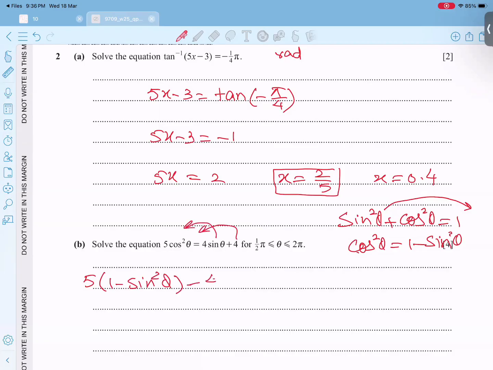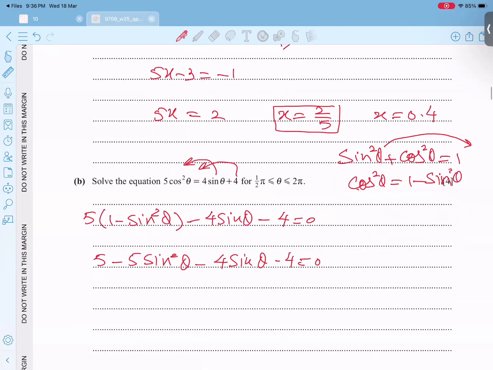So I got negative 4 sine theta, negative 4 is equal to 0. So 5 multiplied inside, I get 5 minus 5 sine squared theta, and negative 4 sine theta, and negative 4 is equal to 0. So first of all, multiply by minus 1. Why? Because I need the power 2 term to be positive. It's not compulsory, but it's good to do. So 5 sine squared theta, positive 4 sine theta, positive, and this will give you positive 1 become minus 1.